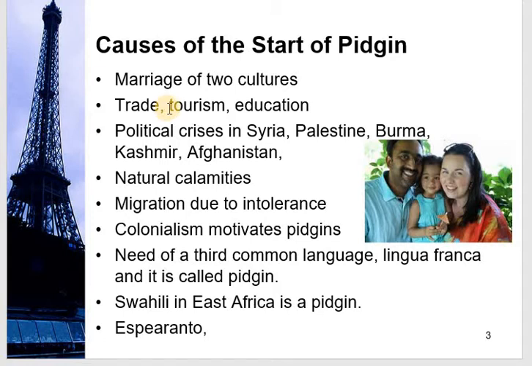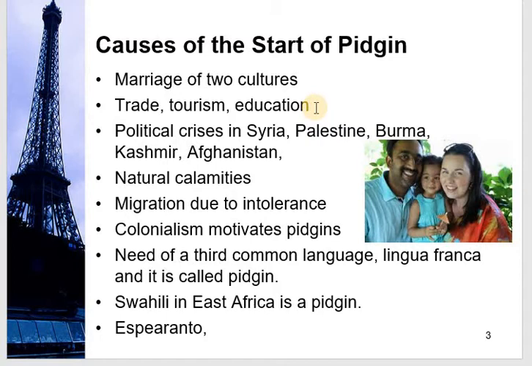In Rawalpindi, there is Raja Bazaar, and traders speak a mixed language, which is a combination of Pashto, Punjabi, Pothohari, and Urdu, because those traders belong to these communities. Tourism also starts pidgin. Education, especially long-term education, also starts pidgin.